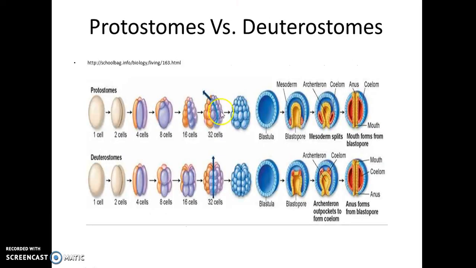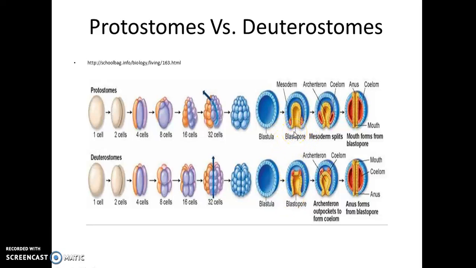So we have other differences between protostomes and deuterostomes. On the third division here, we have one, two, third division. See, in the protostomes, the cells will be in between the cells, whereas in deuterostomes, the cells are lined up here. That's one difference. The second difference is this blastopore. In deuterostomes, this will become the anus, and in protostomes, that will become the mouth.